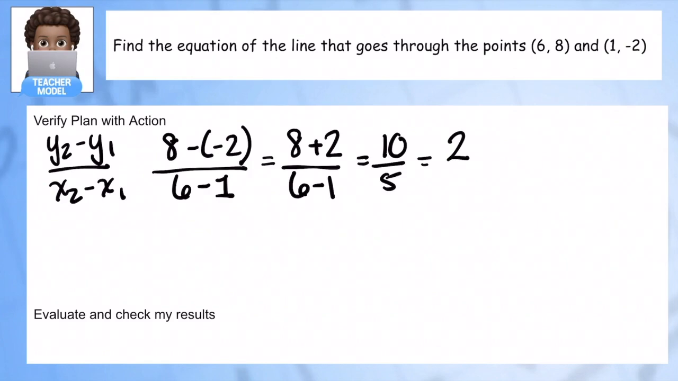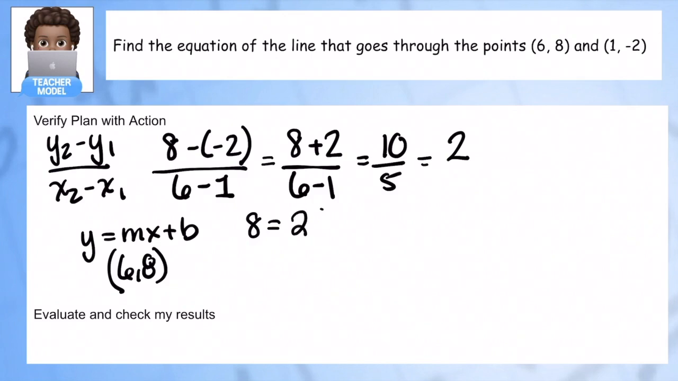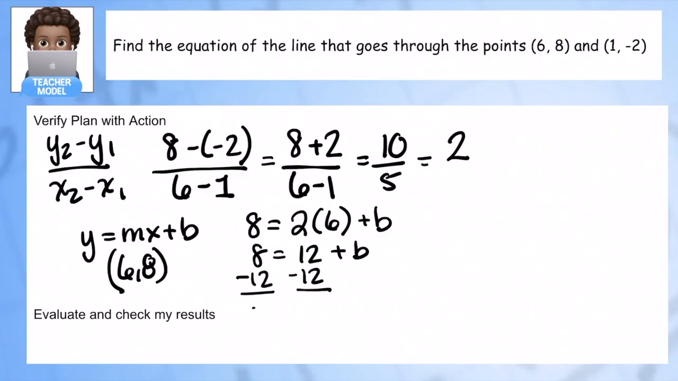All right, so now that we have m, let's find b. y equals mx plus b. I'm going to use that m, and I'm going to choose one of the points to substitute. Okay, so let's use (6, 8). 8 is equal to 2 times 6 plus b. 8 is equal to 12 plus b. I'm going to subtract 12 on both sides. And in this case, I'm getting -4 is equal to b.